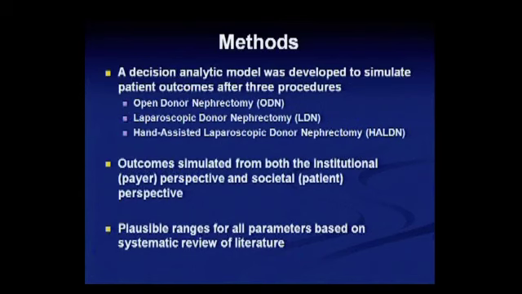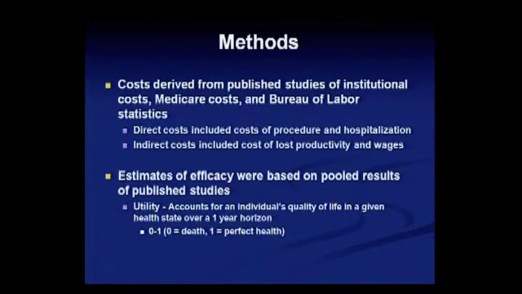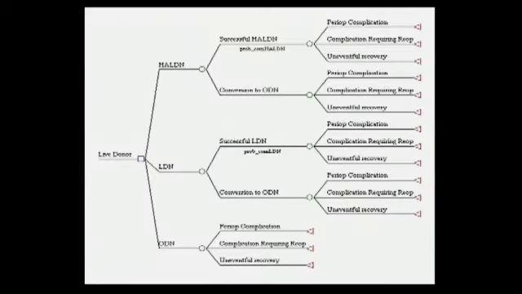To do this, we developed a decision analytic model to simulate the patient outcomes after the three procedures. Outcomes were simulated from both the institutional or payer perspective and the societal or patient perspective. Plausible ranges for all parameters were based on systematic literature review. Our costs were derived from published studies of institutional costs, Medicare costs, and Bureau of Labor Statistics. Our direct costs included the cost of the procedures and the hospitalization, and indirect costs included the cost of lost productivity and wages. Our estimates of efficacy were based on pooled results of published studies.